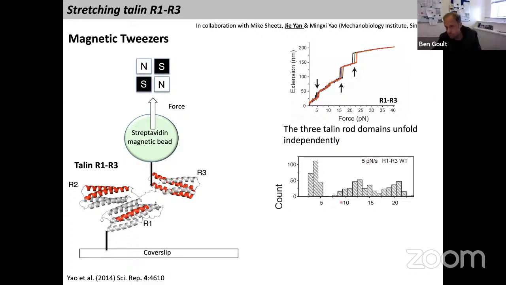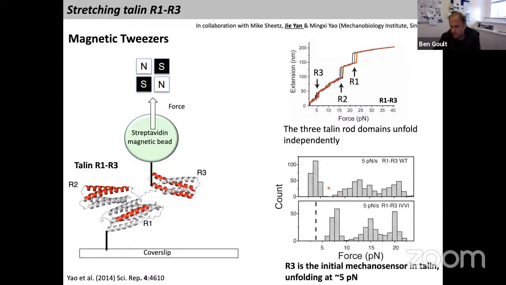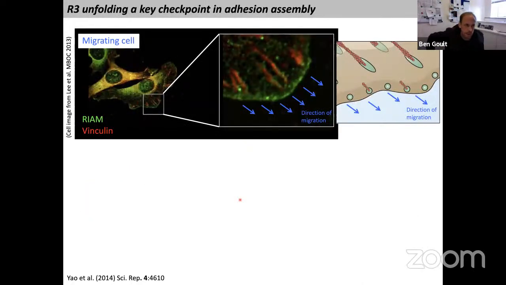And you can measure this. Each one's independent, each one's got its own force threshold, so they unfold in a specific order. And using mutagenesis, we could start to stabilize or destabilize these different domains, changing the pattern in which they unfold and making them harder to unfold and identifying which one's which. And it identified that this R3 domain, the one which I showed previously, going from RIAM to vinculin, is the first domain in talin to change its shape once we pull on it. So to summarize this, because this is from a few years ago now, this R3 unfolding has emerged as a key checkpoint in adhesion assembly.